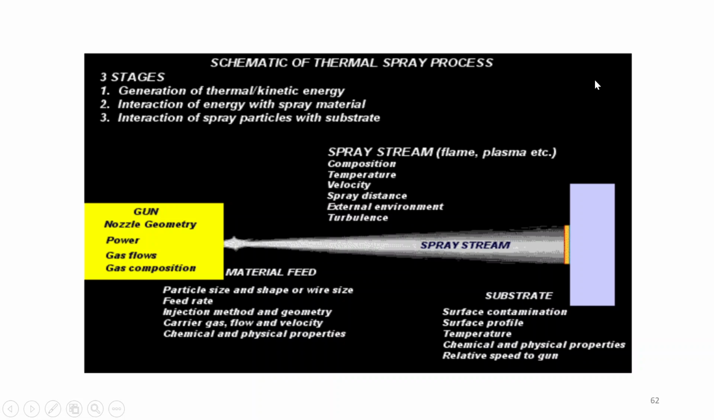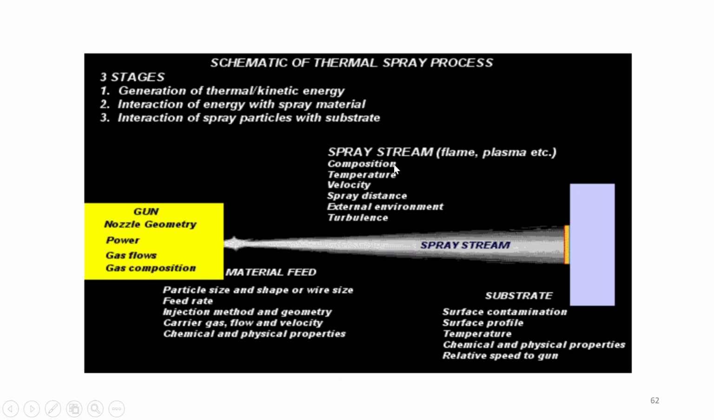Schematic of thermal spray process. Here you can see this gun will be providing the spray stream, and it will be forming a layer on the substrate. There are three stages. Firstly, generation of thermal or kinetic energy, second is interaction of this energy with the spray material, then interaction of spray particles with the substrate.